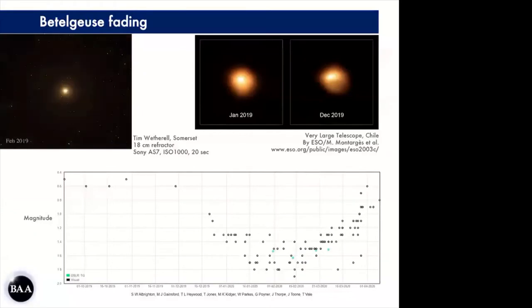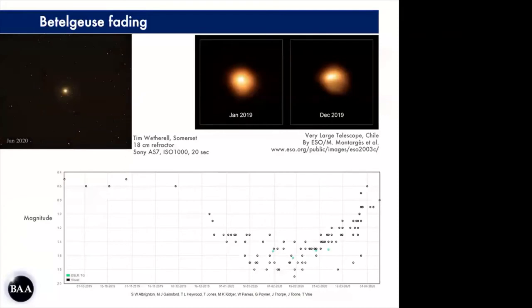So visual observers simply using their naked eye found that the star faded from where it normally is at around magnitude 0.5, so very bright, down to magnitude 1.7 in February, towards the middle of February. And you can see that in this light curve on the bottom. Just to explain, I'll be showing one or two other light curves just to show you what's going on here. So if you look on the x-axis at the bottom, you can see the date. So this is going back to October of last year, all the way through to the right-hand side, which is April this year, when we began to lose Orion in the western sky.